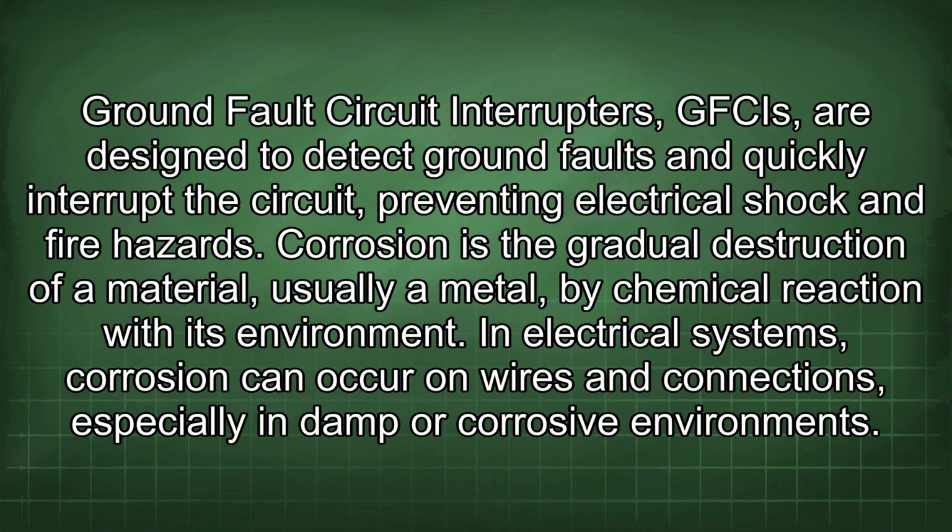Corrosion is the gradual destruction of a material, usually a metal, by chemical reaction with its environment. In electrical systems, corrosion can occur on wires and connections, especially in damp or corrosive environments.